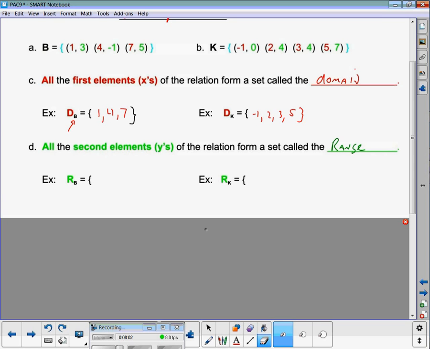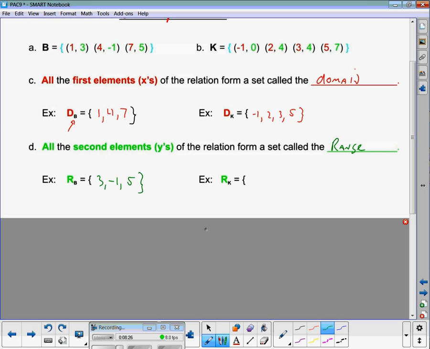So all the girls are called the range. Again, it's pretty simplistic to list the elements of the range. You're listing all the girls. So the range of relation B is the 3, the -1, the 5. You could put them in order, but a lot of times they'll just put them in the order that you see them.